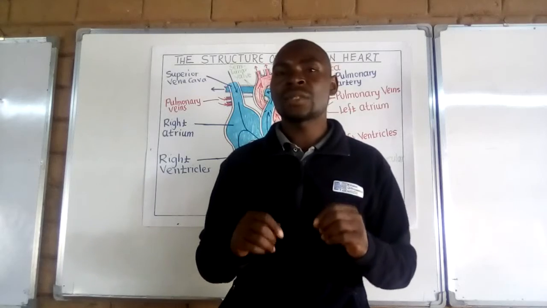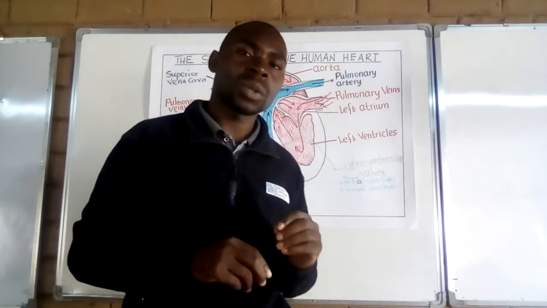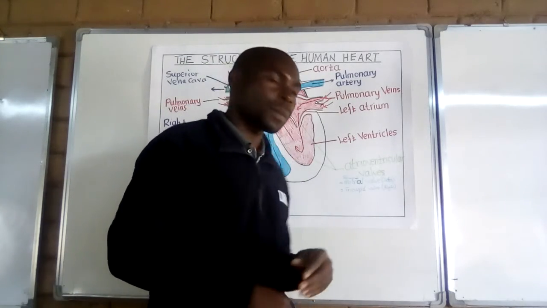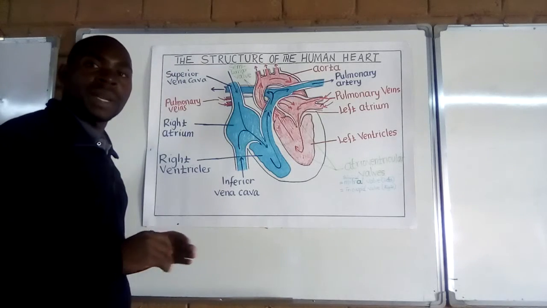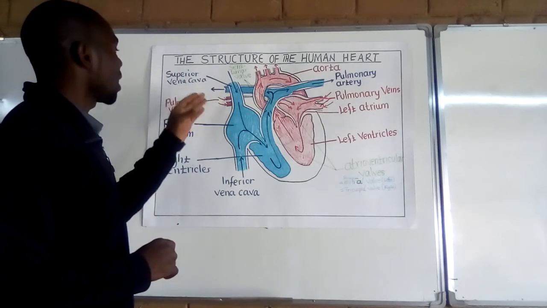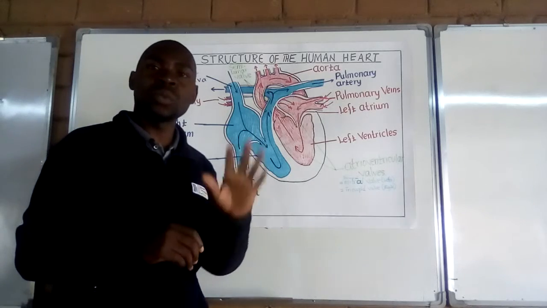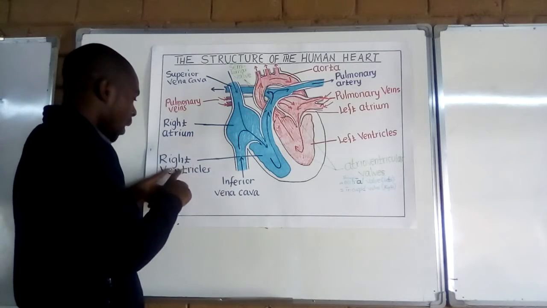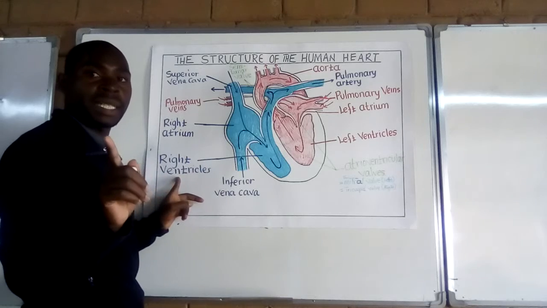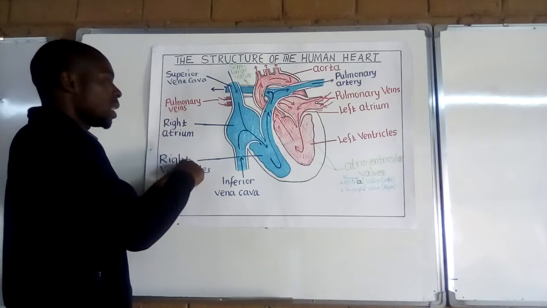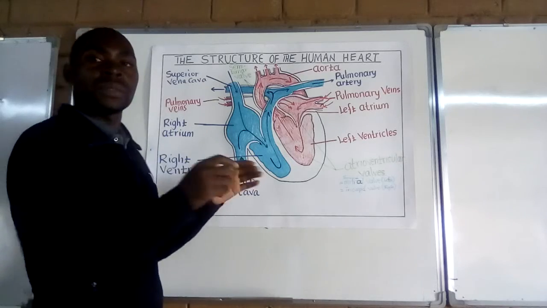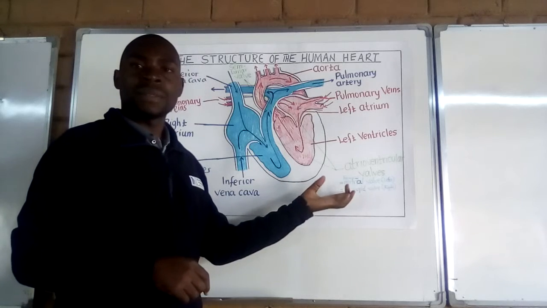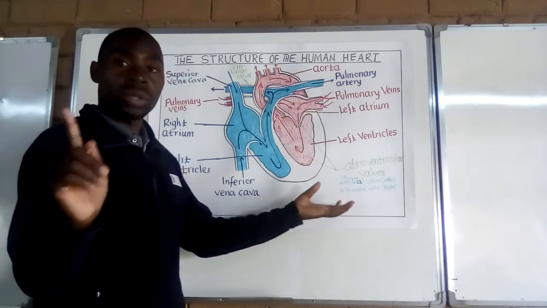Well, let's look at the structure of the human heart and also appreciate some of the functions of each of the parts. So this is the structure of the human heart. A human heart is divided into four chambers. The first chamber is called the right atrium. Then we have the right ventricle, that is the second chamber. Now, these two chambers are separated from one another by a valve that we are calling the tricuspid valve. So, you should take note of that.